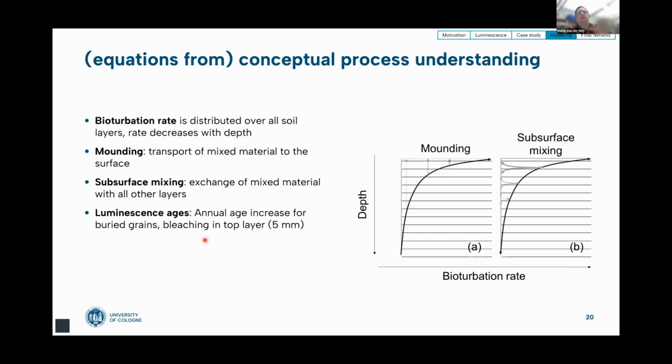So we also have to make equations for the processes. The bioturbation rate is a function of depth, with the highest rate at the surface decreasing downwards. With mounding, we transport the bioturbated material to the surface of the soil. With subsurface mixing, we can simulate the subsurface exchange of these properties. And then for the luminescence agents, these grains are distributed over the entire profile, just like normal soil particles in the soil, and their age increases by 1 every simulation year. But if they're in the top layer, which is a few millimeters thick, then their age gets reset, similar to exposure to daylight.